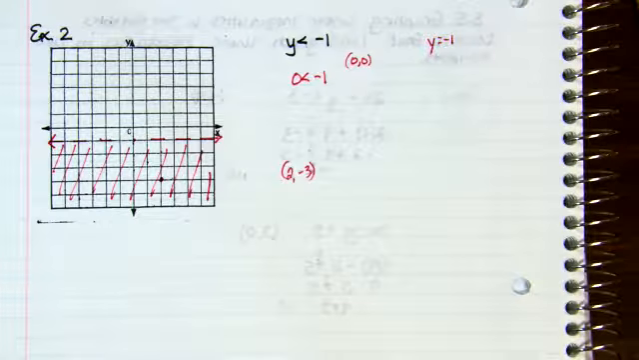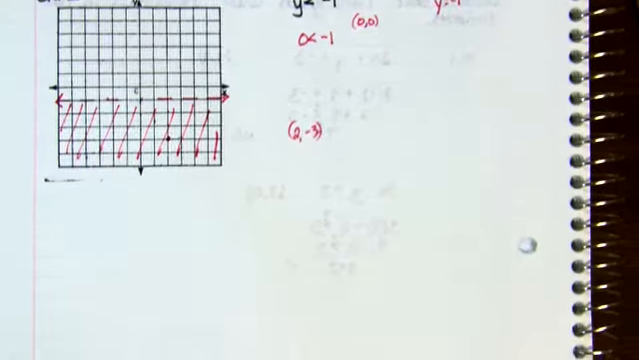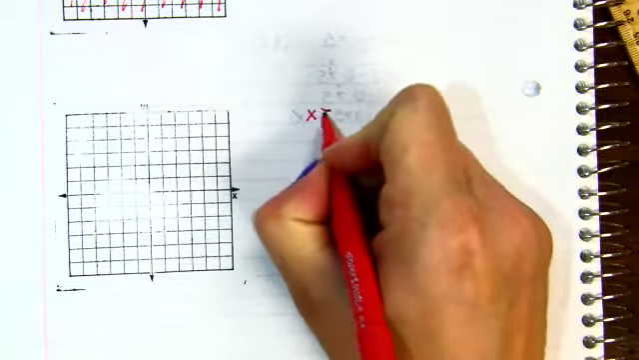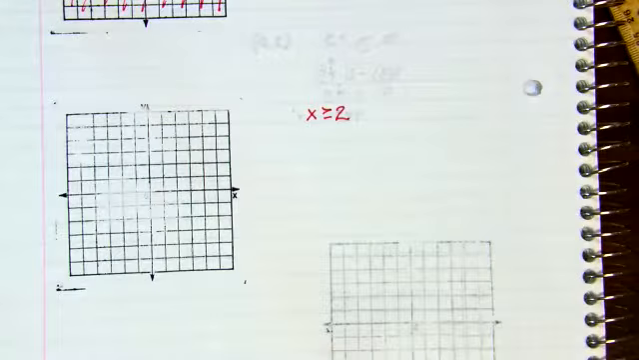So this graph was pretty easy to do. Our vertical graphs are going to be similar, where we have just x is greater than or x is less than. Let's try and graph one of those. So let's try and graph x is greater than or equal to 2.